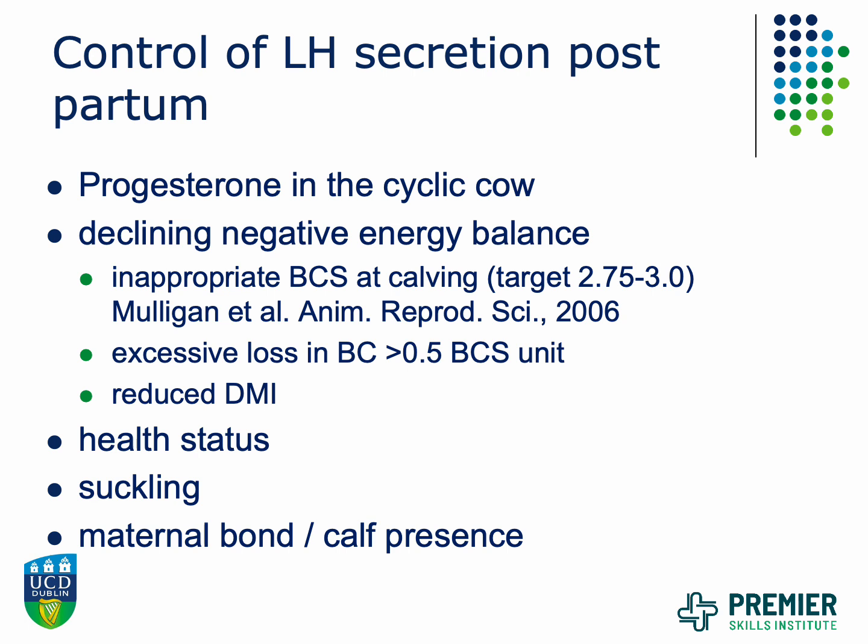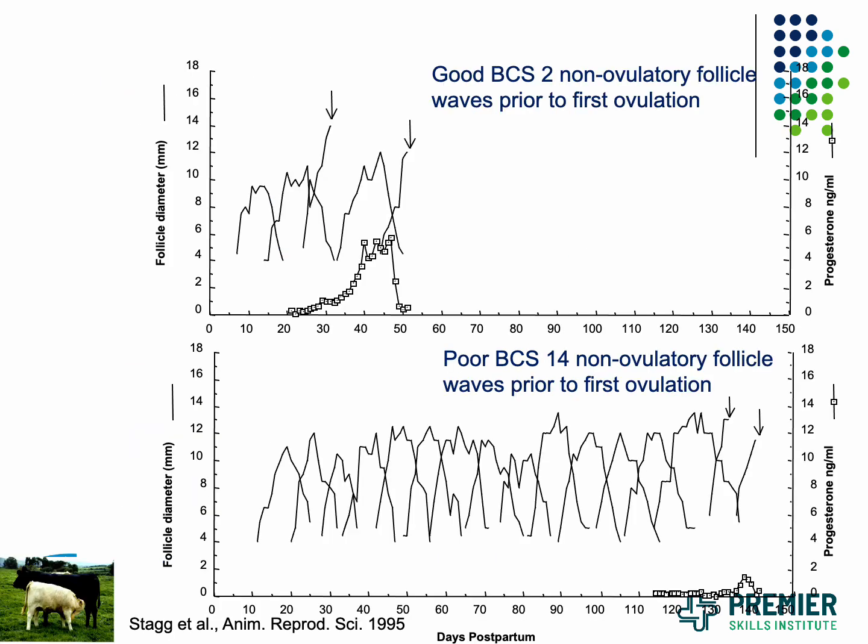the progesterone in the cycling cow, but if there is a negative energy balance, that definitely will suppress the LH secretion as well. Any type of other health status, suckling or maternal bond, just leads to not frequent enough LH pulses, which leads to follicular turnover, as you can see here. Good body condition, you see at the top graph that the follicle will ovulate. Poor body condition, it takes up to 14 waves before you get an ovulatory follicle.